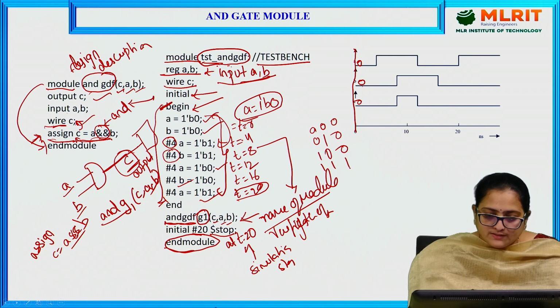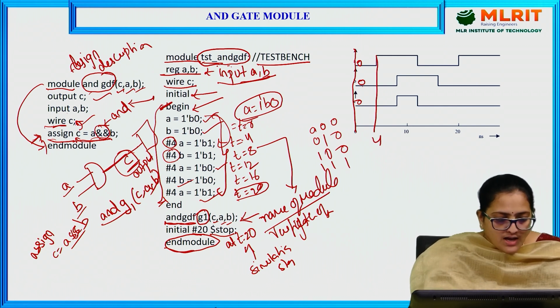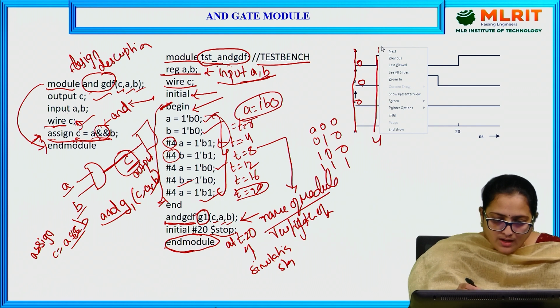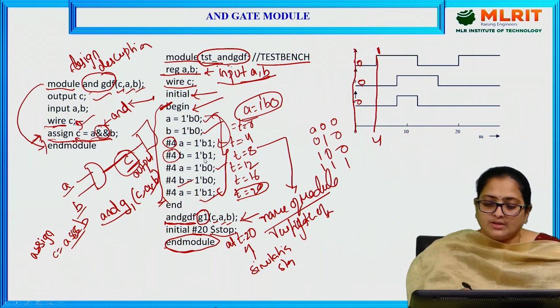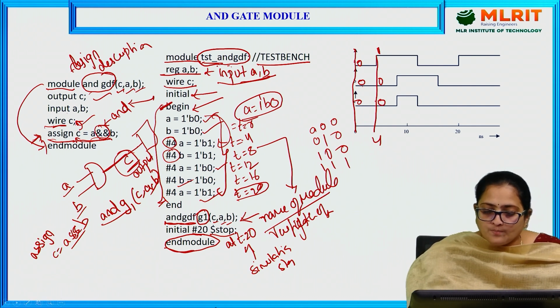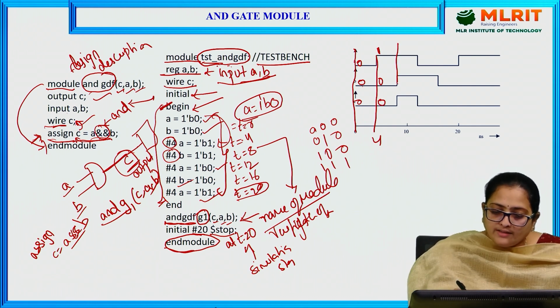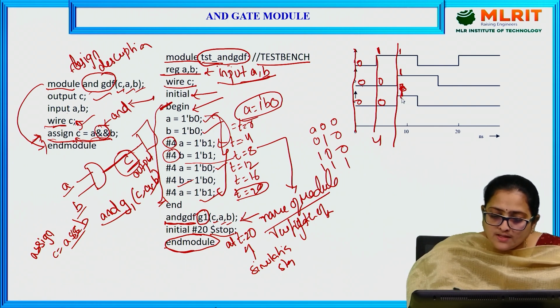Now, let us assume at time t equals 4, I asked the a value to change to 1, but I didn't ask anything to change at b, so it stays 0. So the output of 1, 0 is 0. And at the 8th time interval, I just asked to change the b value, not the a value. So this 1 and 1 gives the output as 1.